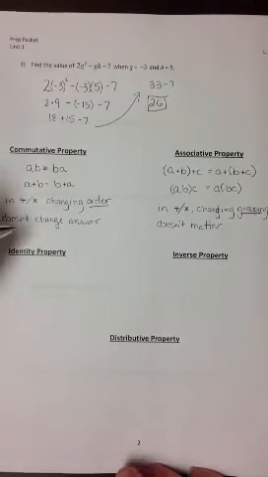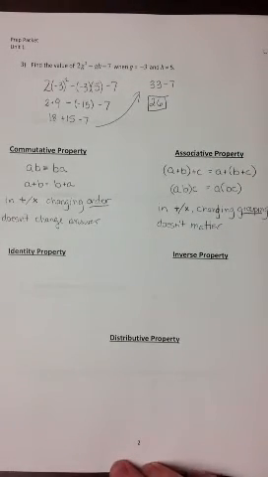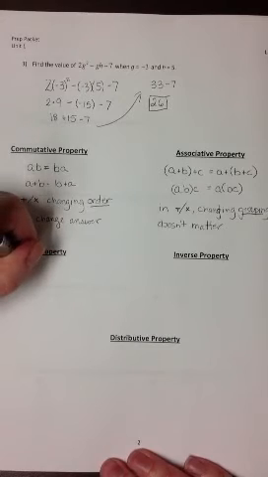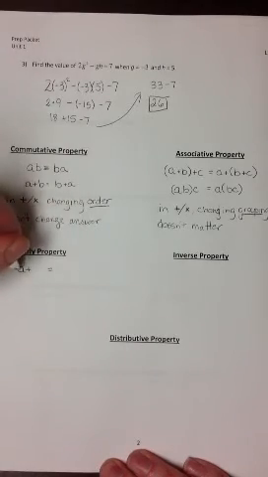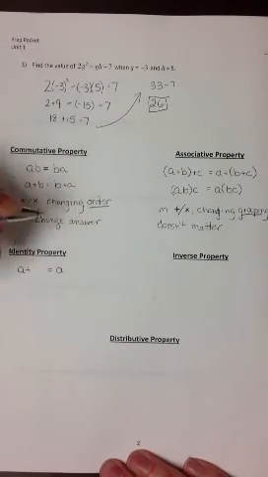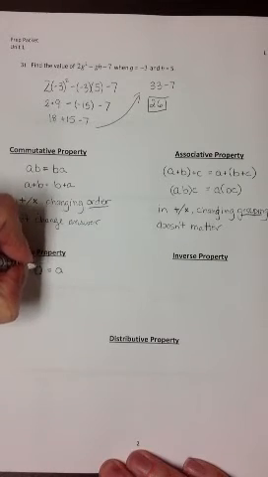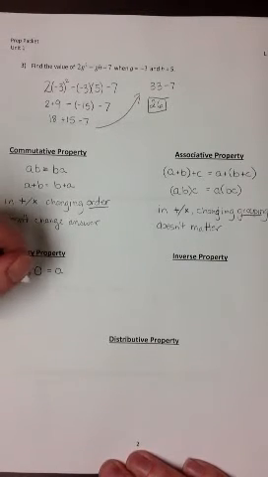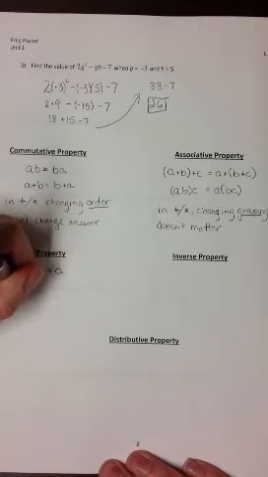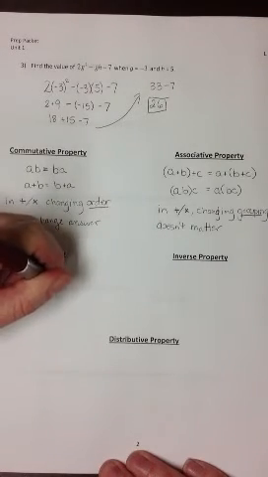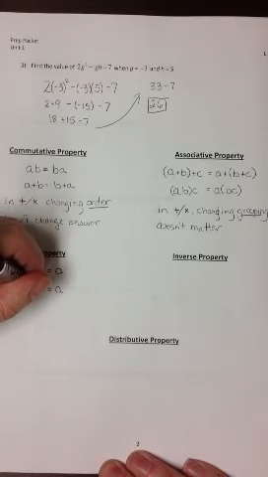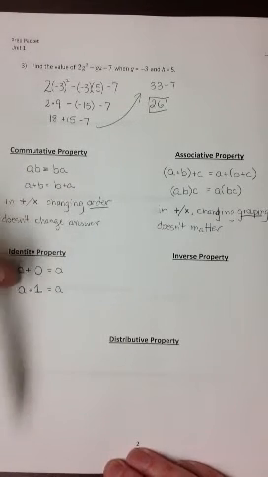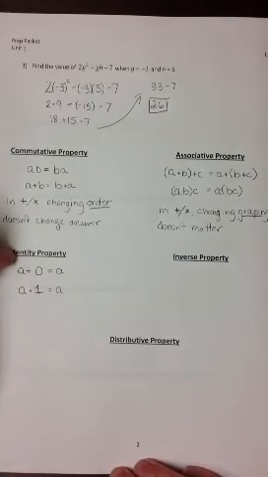A couple more properties. The identity property is the property that says that there is one number and one number only that you can add to A that will not change A's identity. That number is 0. There's also an identity property for multiplication. The one number that you can multiply by A and still get A is the number 1. So we call this property the identity property.